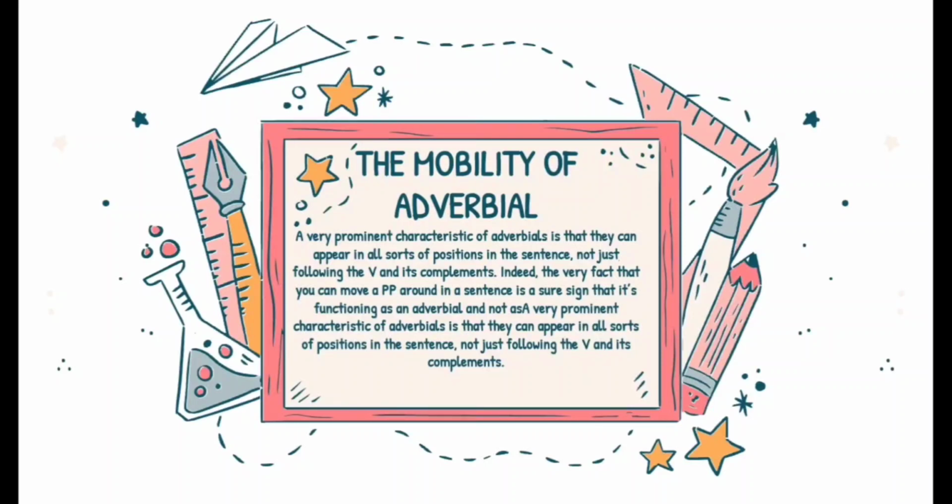The mobility of adverbials. A very prominent characteristic of adverbials is that they can appear in all sorts of positions in the sentence, not just following the V and its complement. Indeed, the very fact that you can move a PP around in a sentence is a sure sign that it is functioning as an adverbial.